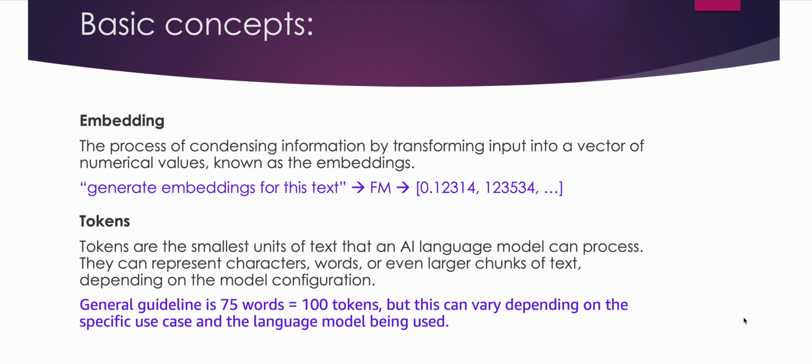Finally, let's talk about tokens. Tokens are also very, very important because you will hear this term a lot, and most of these models are charged based on the number of tokens that you are consuming in your applications. So tokens are the smallest units that an AI model can process. And these can represent characters, words, even larger chunks of data. A general guideline is that 75 words is about 100 tokens. So our goal is to reduce these input and output tokens so we can build GenAI applications which are cost effective as well.